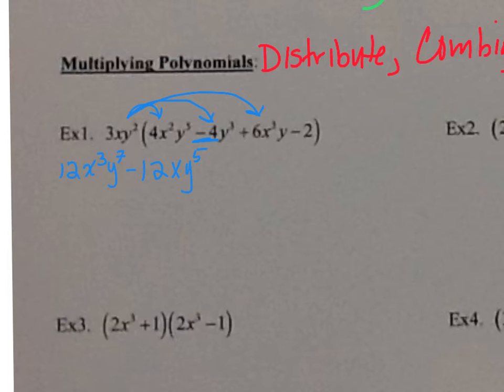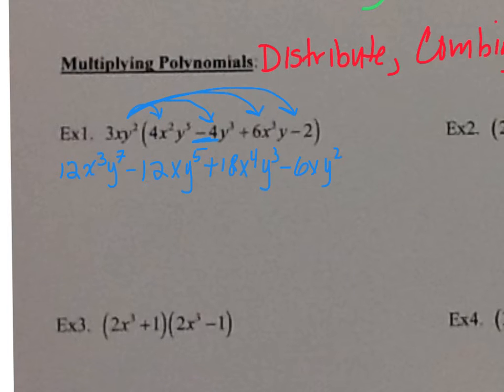3xy squared times 6x to the third y. So 3 times 6 is 18. x times x to the third is x to the fourth. And y to the second times y is y to the third. And then I just have this integer, so I multiply 3 times negative 2, which is negative 6, and then you just carry along the x and the y squared.